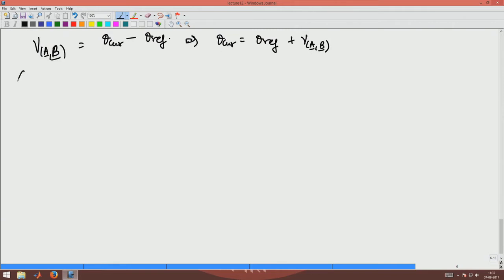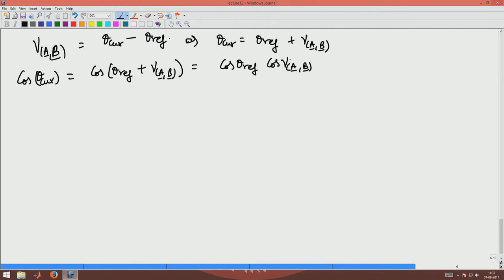and let us take cos of theta current. Cos of theta current would be cos of theta ref plus gamma A comma B, that will be cos of theta ref into cos of gamma A comma B minus sine of theta ref into sine of gamma A comma B.